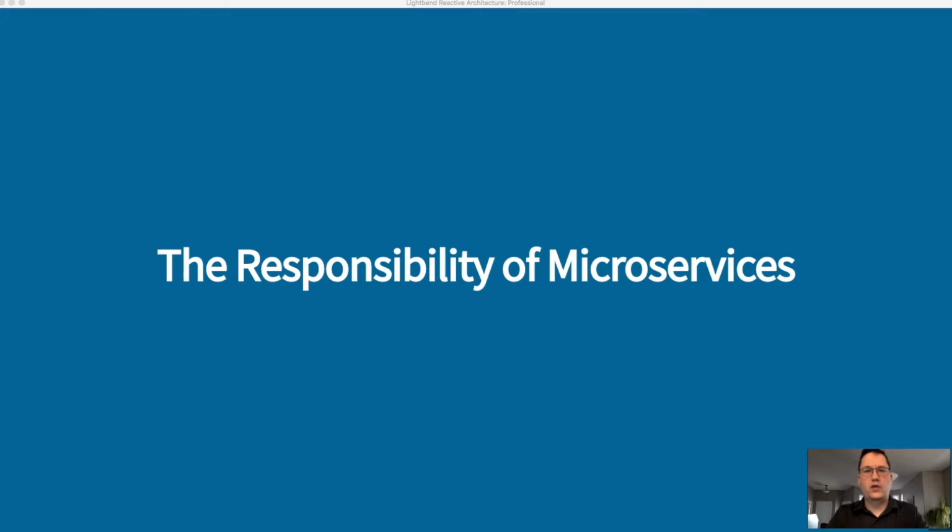So hopefully at this point we have a better idea of what makes a microservice, but we still have a little bit of a question of, well, how do we decide how big a microservice is? We haven't really answered that question. So now we're going to start to answer that question a little bit more. A big part of understanding where to draw the lines between your microservices is all about understanding responsibility.